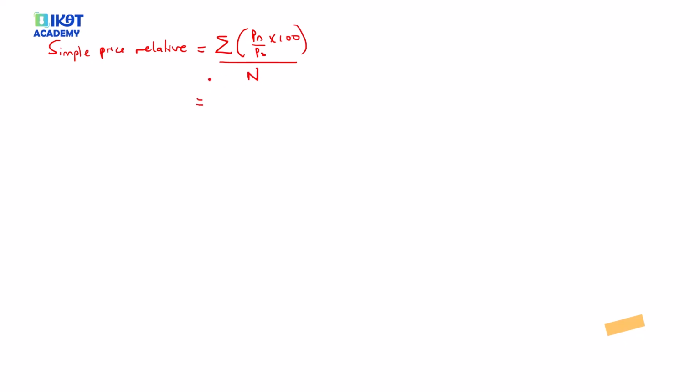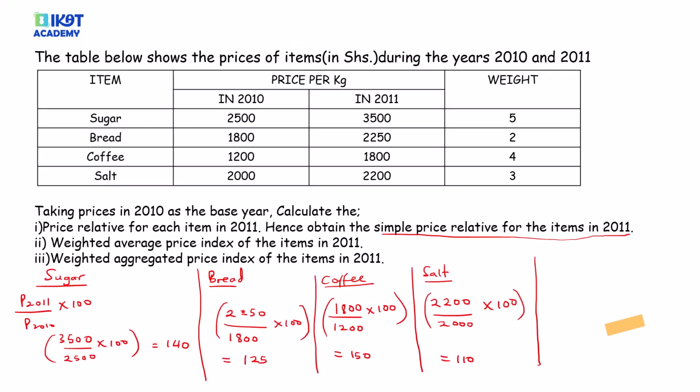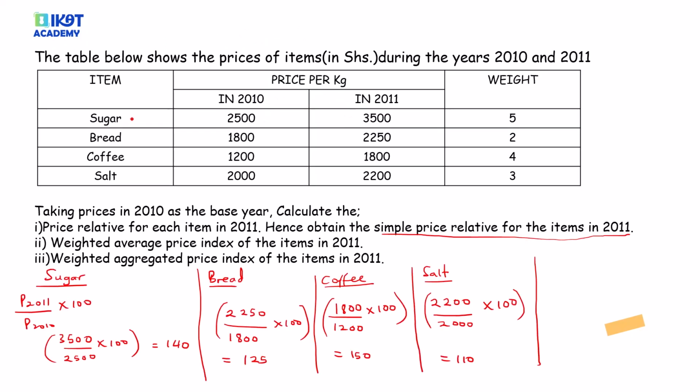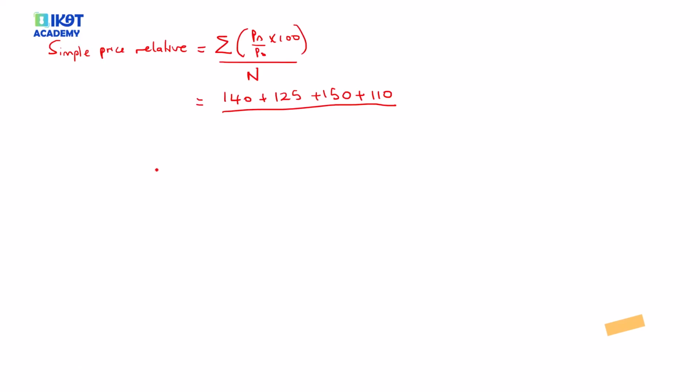And for our question, we had obtained all the relative price indices for all the items, so we just have to add them. Just have to add these values we have here: 140, 125, 150, 110. Now the number of items, we just have to count: sugar, bread, coffee, salt. So there are 4. So divided by 4, this would be 525 out of 4. And here I would get 131.25.